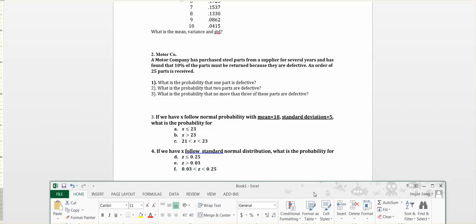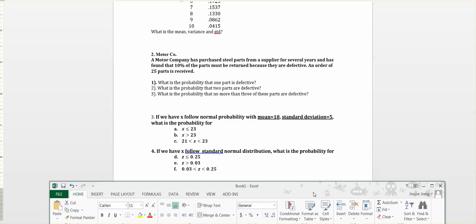In this video, we will look at how we should use Excel to calculate the probability for a normal distribution. In the class I mentioned, we have two kinds of normal distribution. One is a general normal probability distribution, where we need to know the mean and the standard deviation. Another is called the standard normal distribution, where the mean always equals 0 and the standard deviation always equals 1.